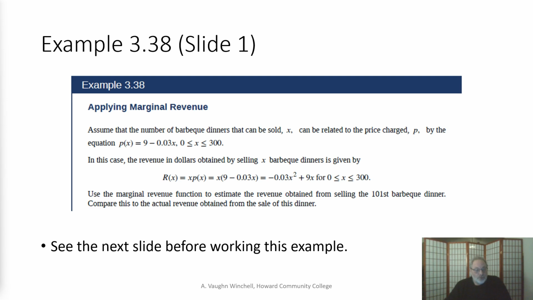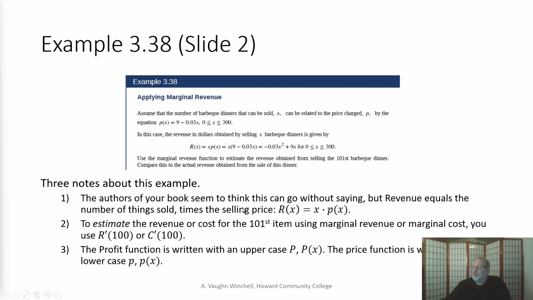In the case of revenue, the dollars obtained by selling X barbecue dinners, they don't do a good job of explaining this here in the setup. So let's go to the next slide, where I said the authors of your book seem to think this can go without saying, but revenue is the number of things you sell times the price you charge for them. So the revenue for selling X things will be X, the number of things I sell, times P of X, the price I should charge if I want to sell X things.